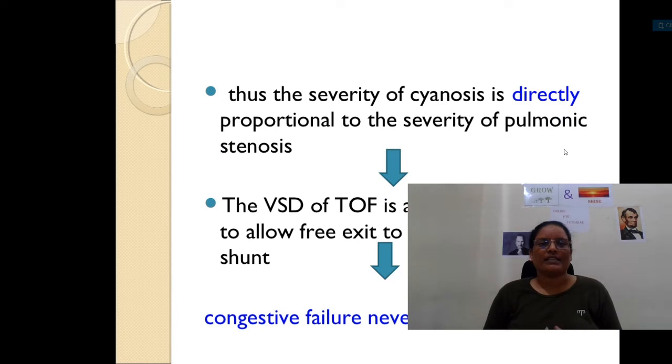Then the next one is, thus the severity of cyanosis is directly proportional to the severity of pulmonic stenosis. The more the pulmonary valve is narrowed, the more cyanosis occurs in the baby. Okay, the VSD, ventricular septal defect of tetralogy of Fallot, is always large enough to allow free exit to the right to left shunt. That's why VSD plays a big role here. Then in tetralogy of Fallot, congestive heart failure never happens.